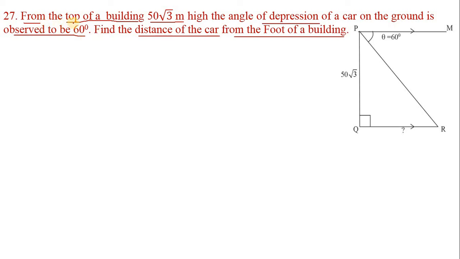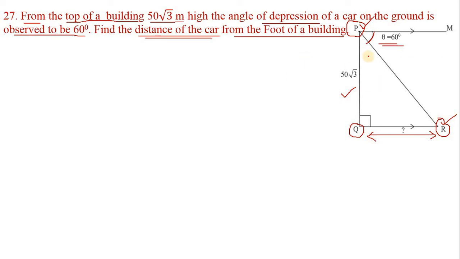Understand the problem. From the top of the building, PQ is the building. P is the top of the building, and from this point, the angle of depression, this angle, is 60 degree, and here there is a car. R is the car, so the angle of depression is 60 degree. Find the distance of the car from the foot of the building. Now here there is a car, and this is the foot of the building. This distance we have to find.